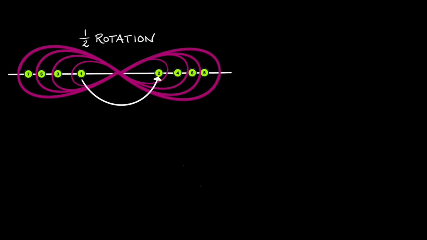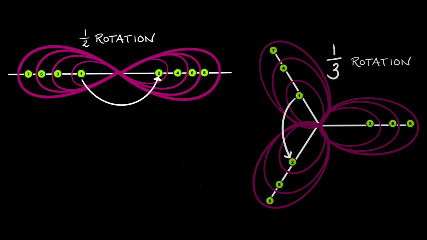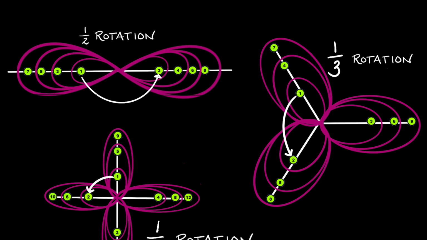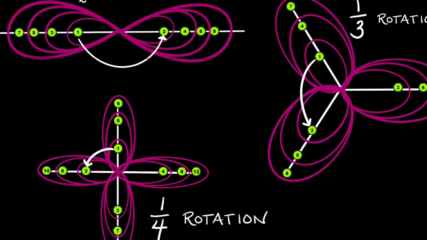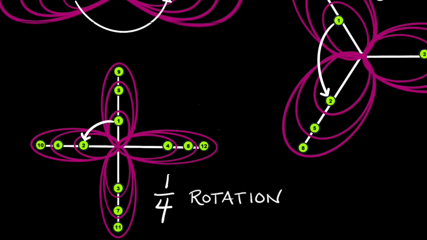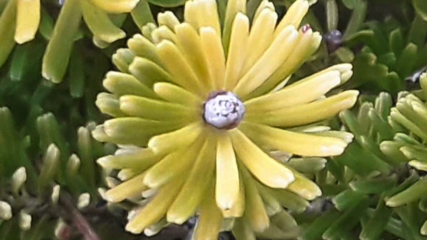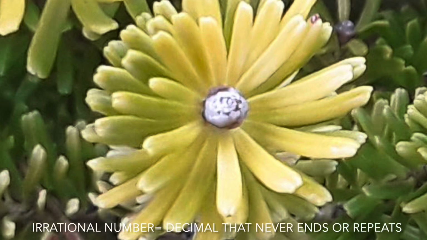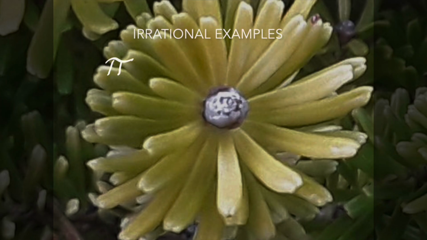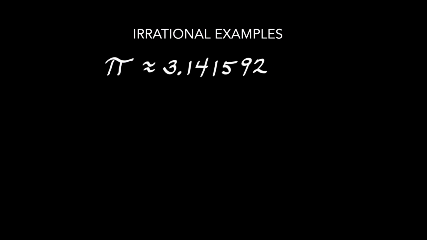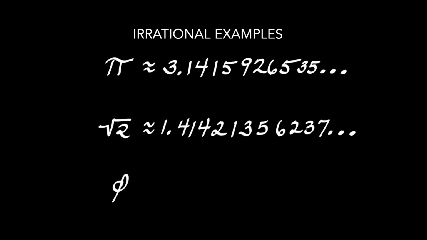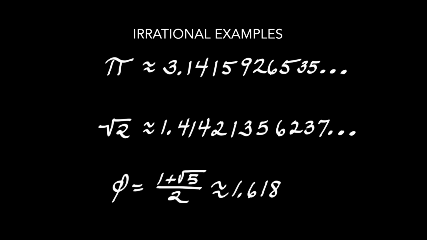If plants continued to create new petals using these rational fractions of a rotation, the petals would extend in straight lines, leaving plenty of open space. To reduce the unused area and minimize overlap, the denominator can be chosen as an irrational number, that is, a decimal that never ends or repeats. Examples of irrational numbers are pi, square root of 2, or the golden ratio, phi.